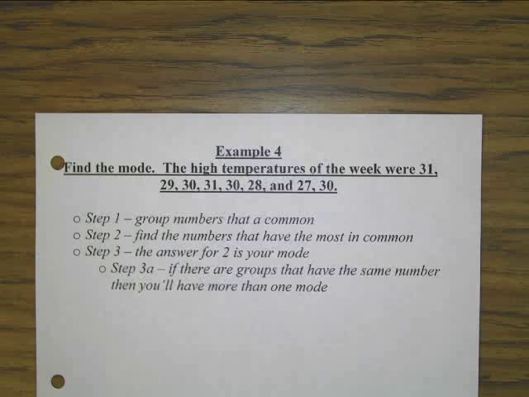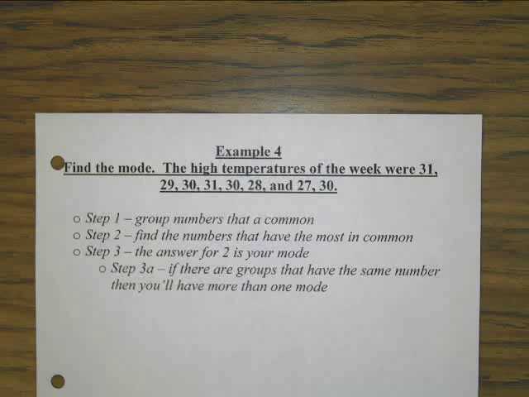Step 1 is to group the numbers together. So group all your 30s together, all your 31s together, all your 29s together, your 28s, your 27s. Step 2 is to find the number that has the most in common. So find the one that has 4, 5, 6, 7, however many are in common with it, however many times you wrote it down. The one that you wrote down the most is your answer, and it is a mode. There can be more than one mode.